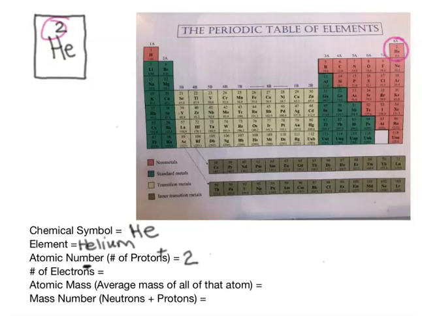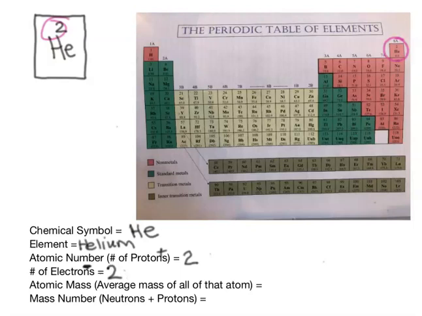Electrons have a negative charge. So if we want it to be electrically neutral, that means the same number of protons must exist as the number of electrons. Okay, so if helium has 2 protons, how many electrons does helium have? Hopefully you said 2. Okay, as I said, this is giving us lots of information.